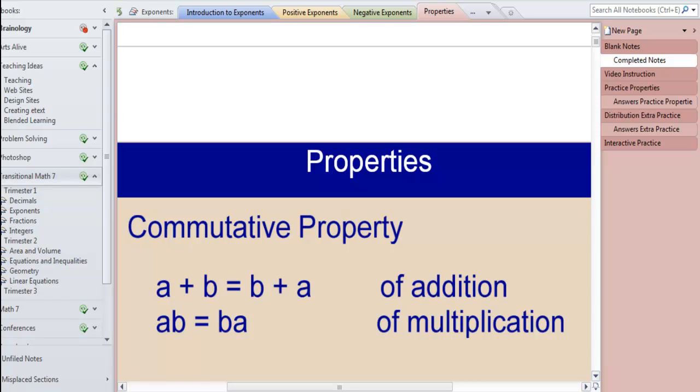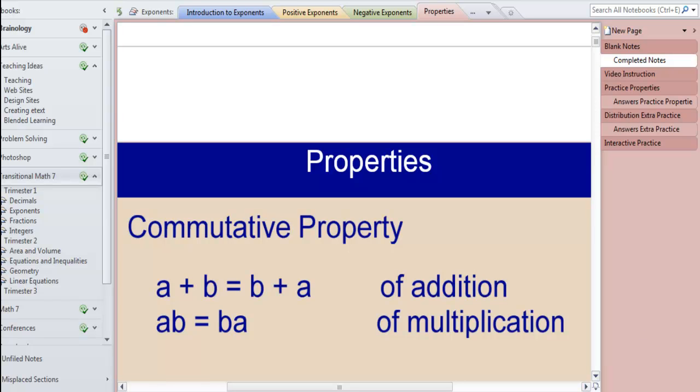Now we're going to talk about properties of math. These properties will probably seem pretty obvious to you, but it's because of these properties that we are able to always be consistent with math. So let's start with the commutative property.